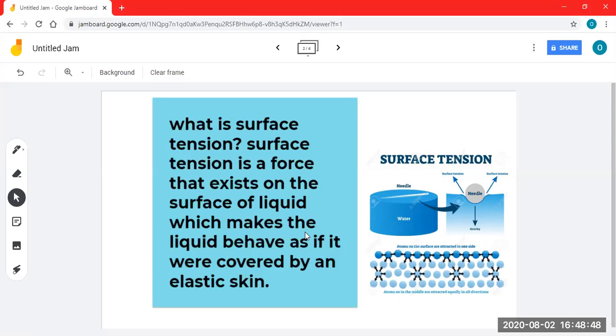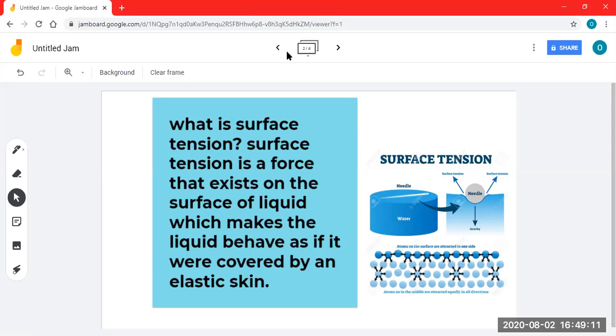You need to digest the definition as a physics student. It is a very simple definition with the illustration I've described to you. You can keep this in your memory: surface tension is a force that exists on the surface of liquid, which makes the liquid behave as if it were covered by an elastic skin.